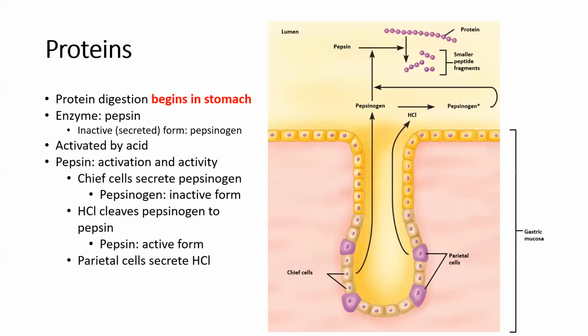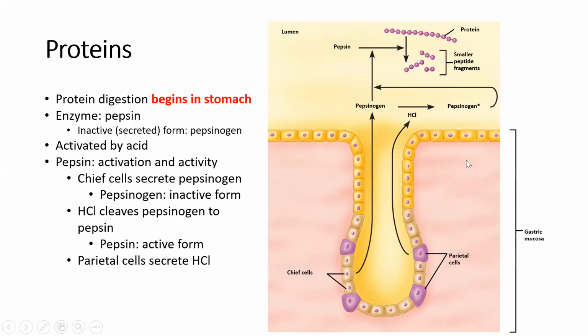Let's look specifically at pepsin. So pepsin is just one type of protease. So don't let the names confuse you here. One example of a protease is pepsin. And pepsin is actually found in the stomach. And so this is where protein digestion begins. Pepsin is released from these gastric pits.